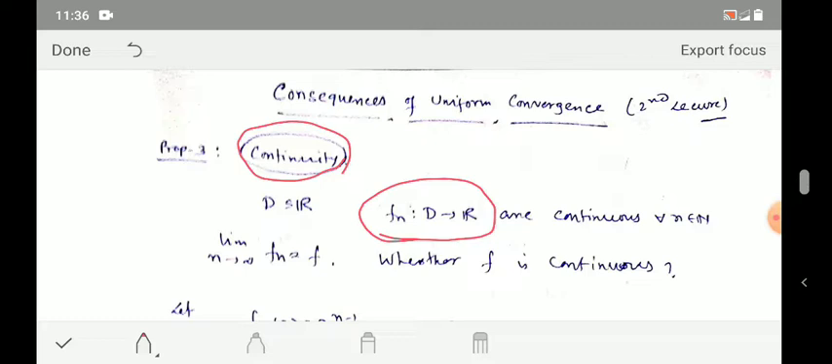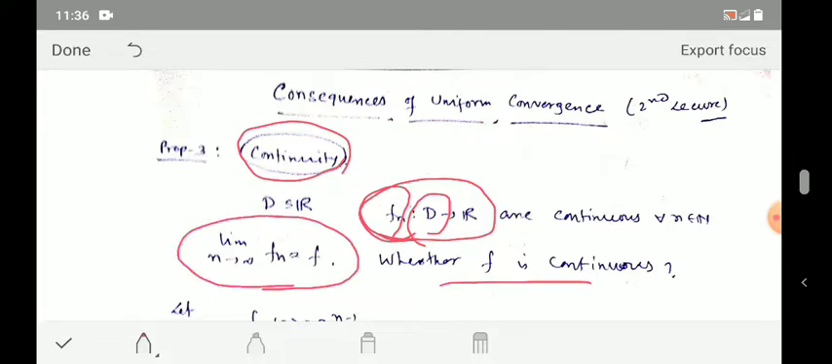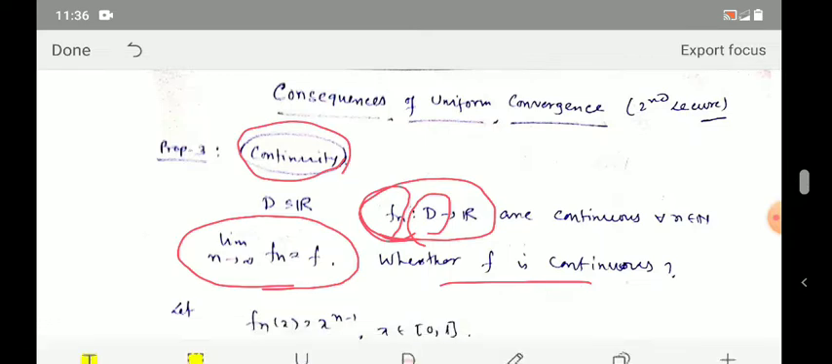Continuity of a sequence of functions means actually, if fn be a sequence of functions and fn are all continuous on the domain D, and also limit n tends to infinity fn equal to f, then whether f is continuous, that is the preservance of the continuity property, whether it preserves or not actually.